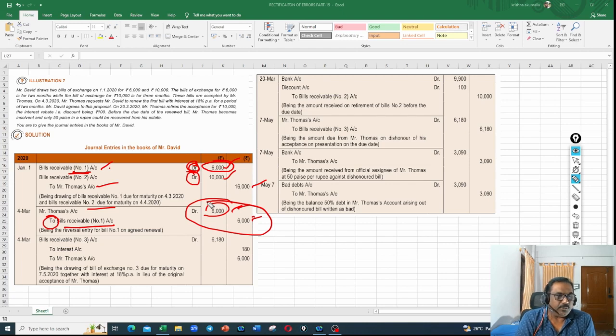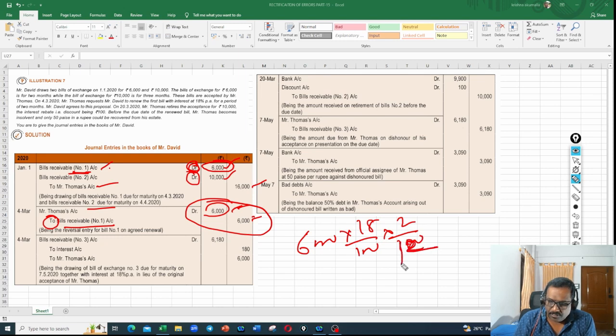So how much do we need to write? He requested a bill, how many months? David to renew the first bill with interest at 18% per annum for a period of 2 months. So 2 months he is asking us to write a bill. So what are we supposed to do? 6,000 rupees is the bill. 18% interest into 2 months. 2 by 12, sorry, not 100, by 12.